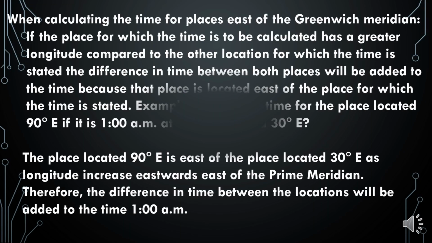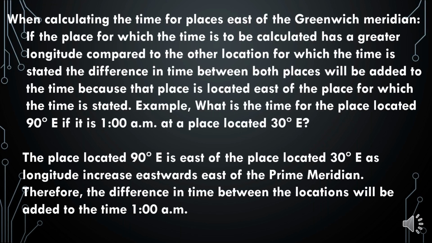When calculating the time for places east of the Greenwich meridian, if the place for which the time is to be calculated has a greater longitude compared to the other location for which the time is stated, the difference in time between both places will be added to the time, because that place is located east of the place for which the time is stated.